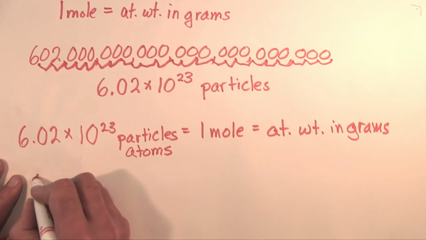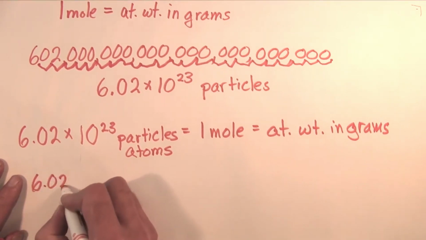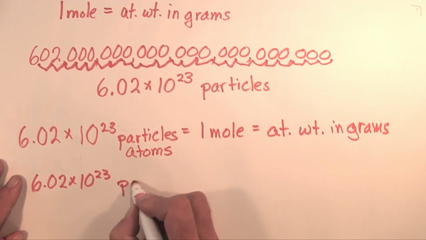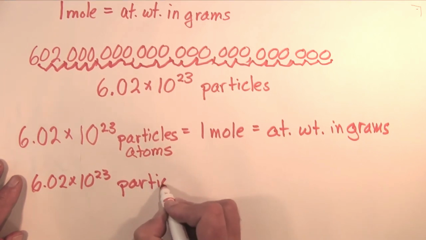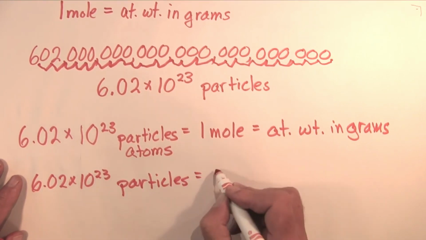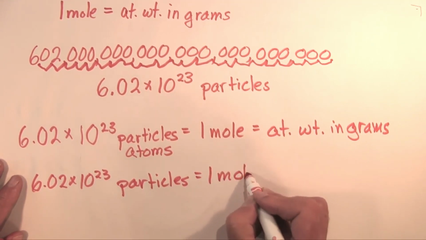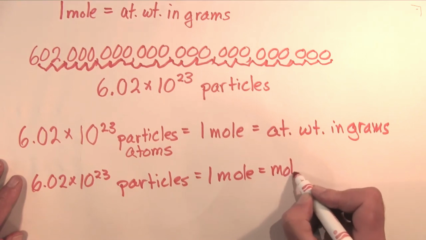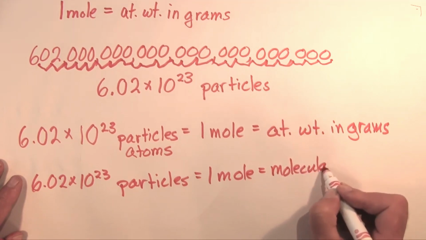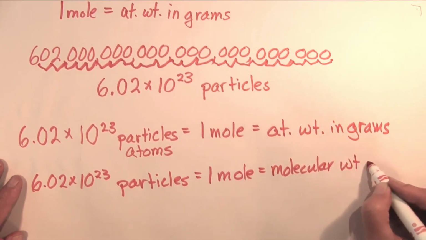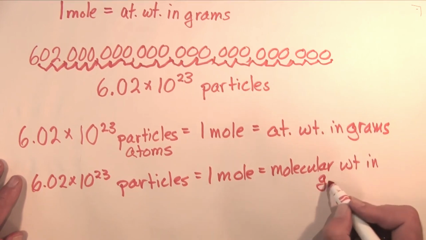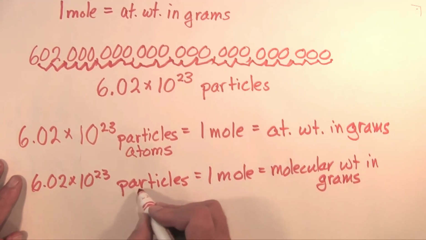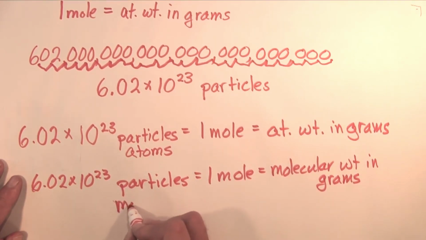But what about this one? 6.02 times 10 to the 23rd particles equals 1 mole. And we also said that that was the molecular weight in grams. So what are the particles this time? The particles this time are molecules.